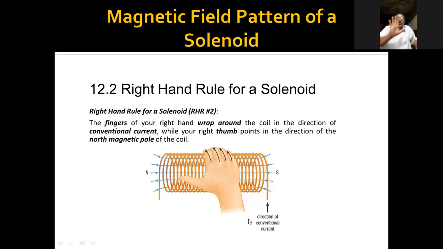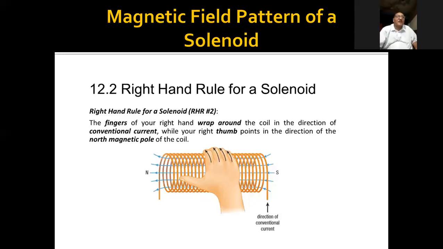So you will hold the solenoid in your right hand in such a way that your fingers represent the direction of the current, aligned with the conventional current. Wherever your thumb points, that will be the north pole. For example, from this side the current is going up, and from the other side the current is going down. If I hold the solenoid in my right hand such that these fingers are in the direction of the current, then this thumb will be pointing towards the north. So on this left corner it will be north pole, and on this corner, obviously opposite to that, south pole. This is called the right hand rule for a solenoid.